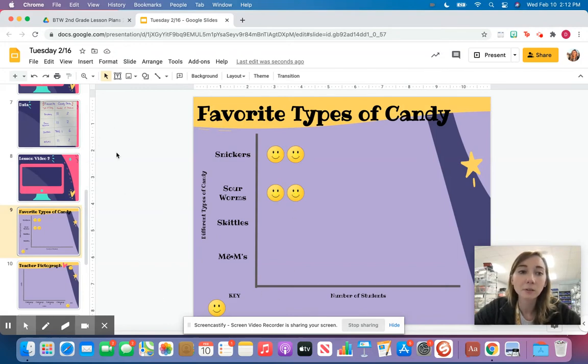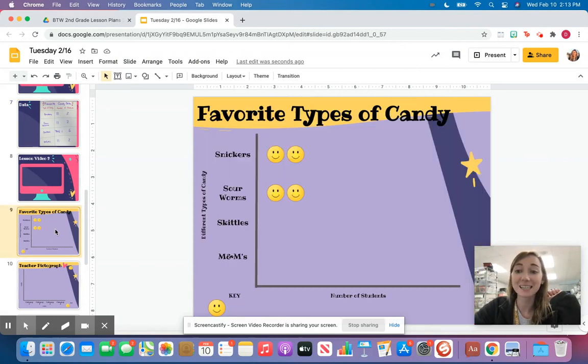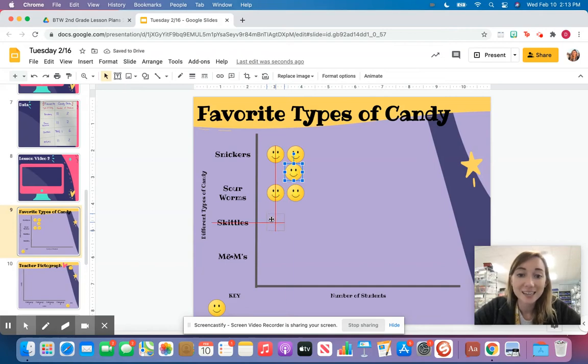So now I want everyone to think back. How many people chose Skittles? How many people was that? 6. So how many smiley faces? How many pictures of smiley faces am I going to use for the Skittles category, everyone? There's going to be 6 smiley faces next to Skittles.